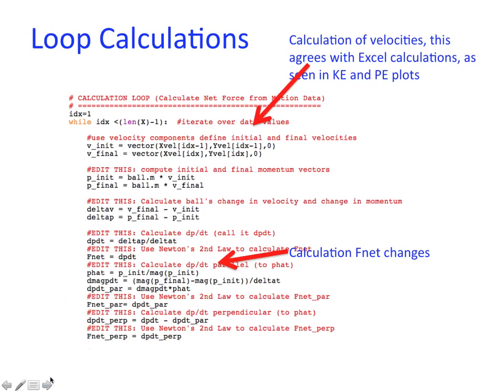These are the calculations. This calculates the velocities, which are needed for the kinetic energy. The potential energy is just the mass times the height times the value of g. These are the calculations for the FNet changes. We obviously had some errors here. You'll see from our Python results that they just do not match up.